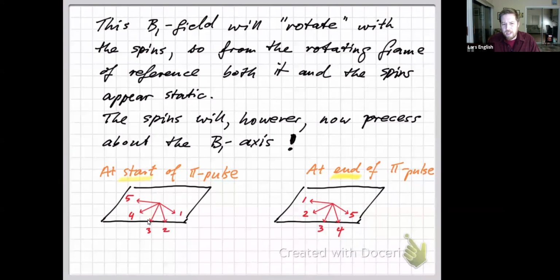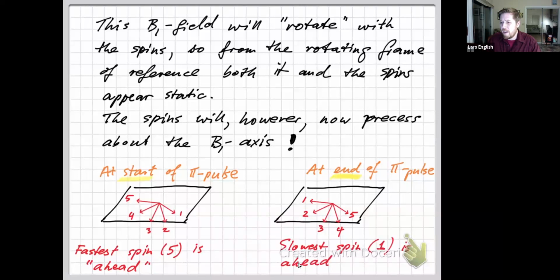5, meanwhile, has rotated 180 degrees over to here, and now appears on the left. 3 hasn't done anything because B1 was sort of aligned with the third spin. 2, though, is now over here, and 4 is here. So the upshot now is that the fastest spin initially was ahead because, hey, it was the fastest. Okay, but at the end of the pi pulse, the slowest spin, namely the first one, is now ahead.